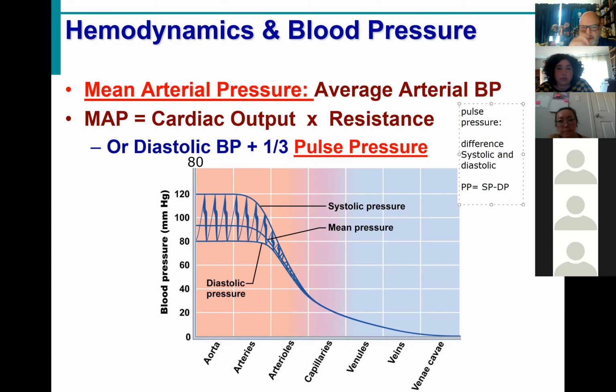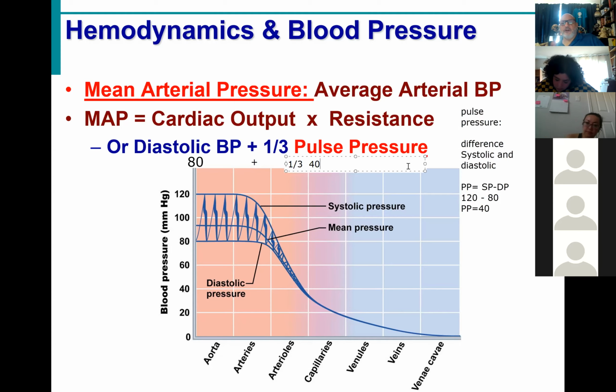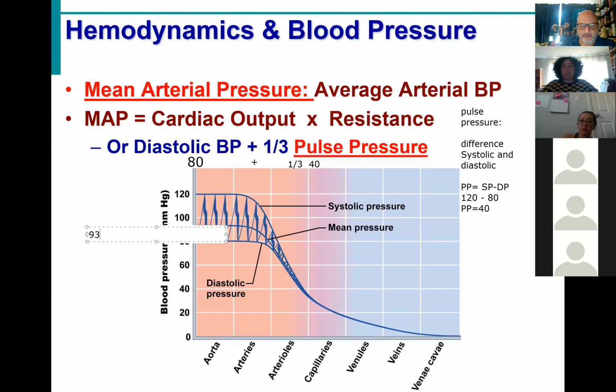What's our systolic pressure? 120. Sorry, 120. What's our diastolic? 80. So what is our pulse pressure? 40. There we go, 40. So you take your diastolic, to that you add 1/3 of your pulse pressure, which is 40. What is 1/3 of our pulse pressure? About 13. So you add that together, and lo and behold, your mean arterial pressure is 93 millimeters of mercury.